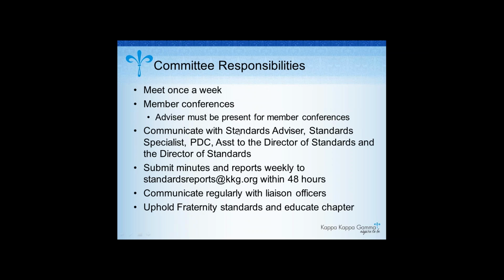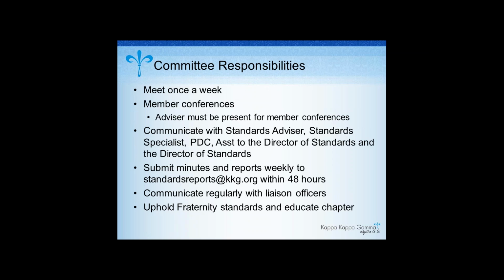The responsibilities of the committee, just so you all know, will be covered in detail in the VPS training on February 8th. So I'm going over these with you now, but the VPSs will be given the same information when they go through their training on February 8th.